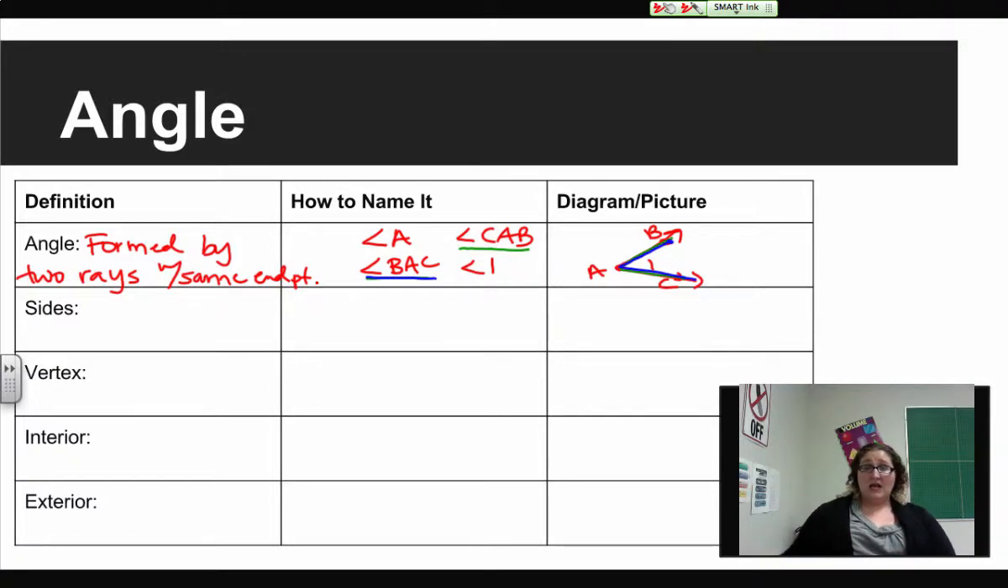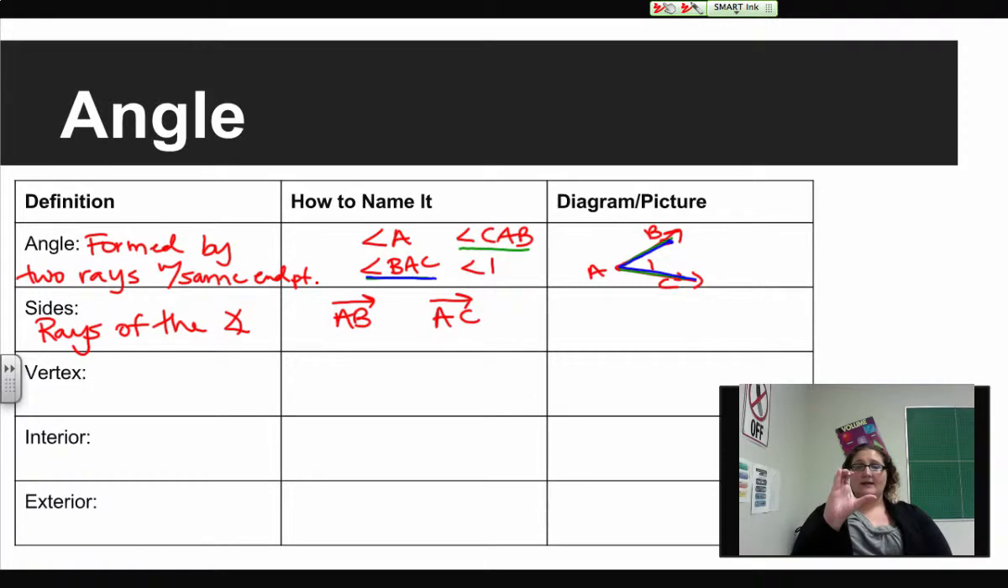The sides are rays of the angles. And this is a symbol for angles, so that way you don't have to write out angles each time. And so for our picture that we have here, our rays would be ray AB and ray AC. Those are the sides of our angles. And picture, you can say see above.